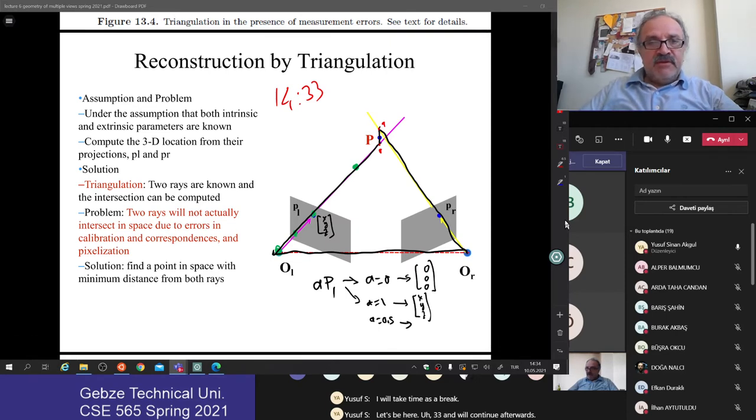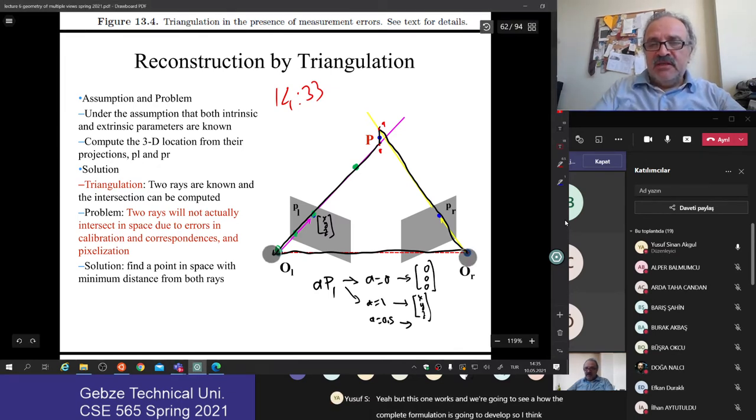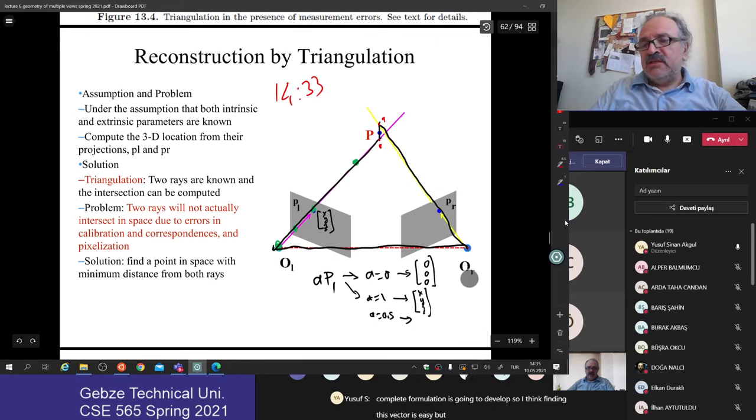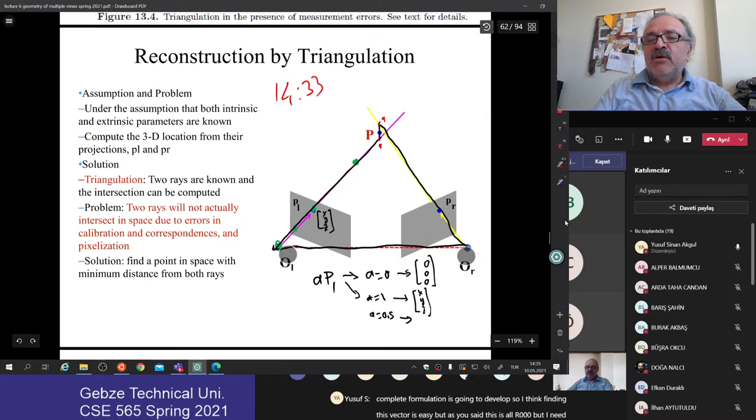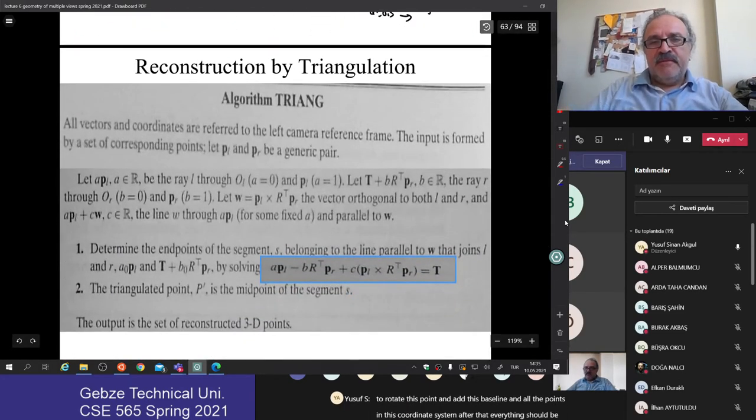So this is what we're going to do, and line formulas here in three dimensions, as I said, representing lines in three dimensions is a little bit tricky, but this one works, and we are going to see how the complete formulation is going to develop. So I think finding this vector is easy, but as we said, this is OR 0 0 0, but I need to rotate this point and add this baseline and all the points in this coordinate system. After that, everything should be clear. So this is what we do.